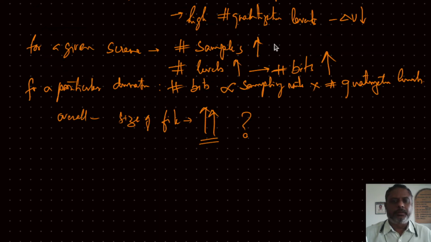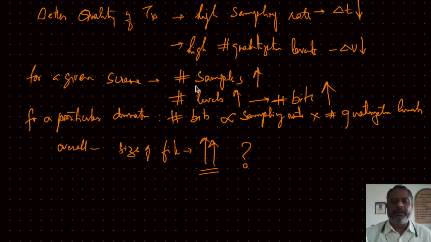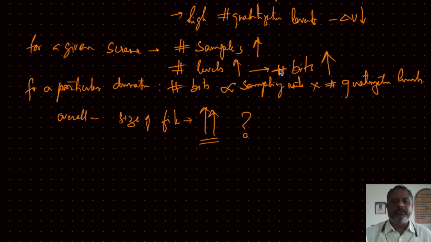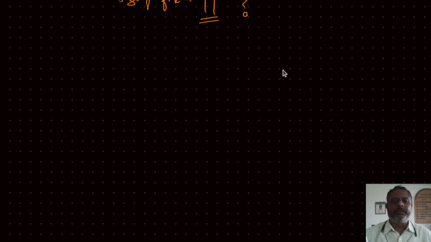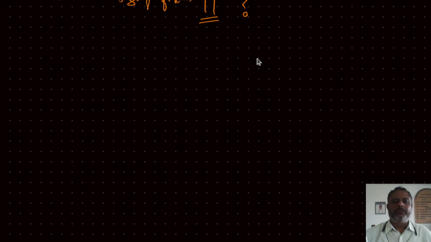Hey friends, continuing our earlier problem: for a better quality we need a higher sampling rate and also a higher number of quantization levels. The effect of this is that the size of the file grows exponentially. So, is there any other solution for this?